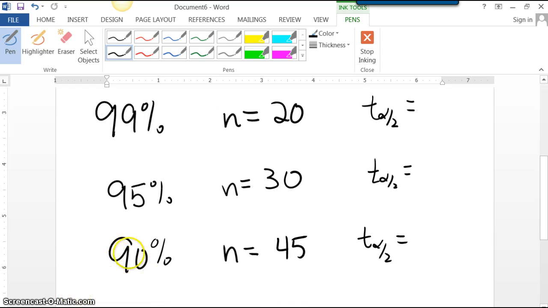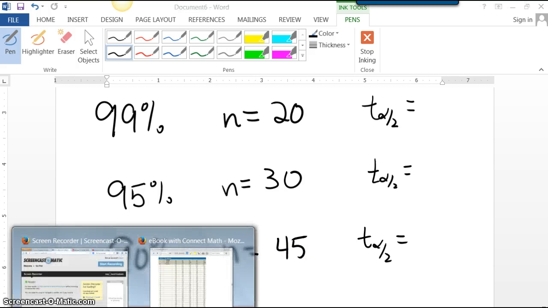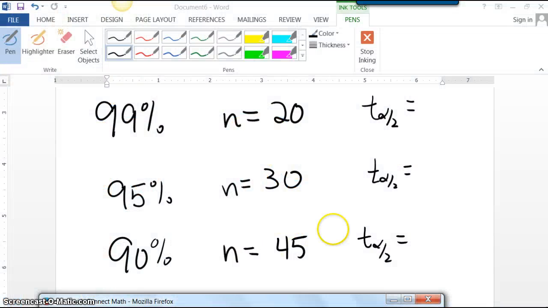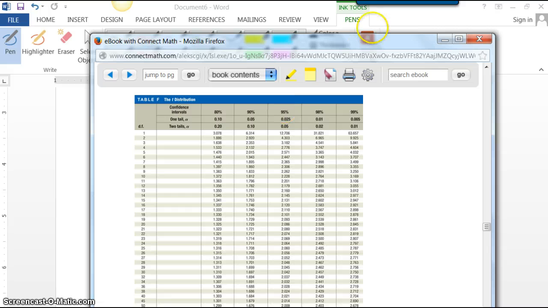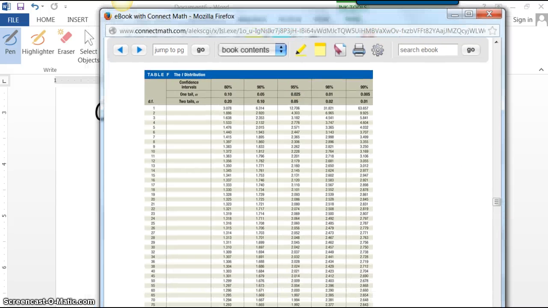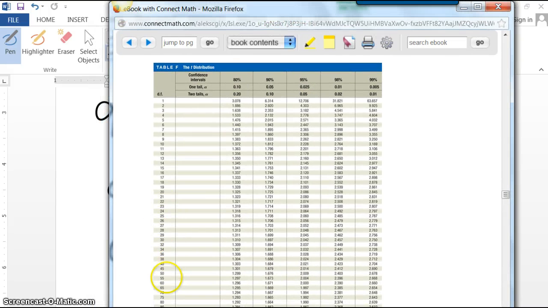The last one I want to show you is a little bit tricky. This one is 90% confident and the sample size is 45. So when you go to this table, the 90% is right here, but when you look on the table, you should be looking for a 44 because it's one less than your sample size, and that line is not there.